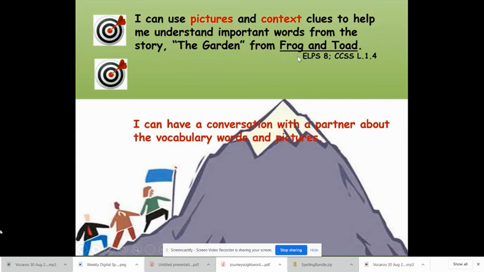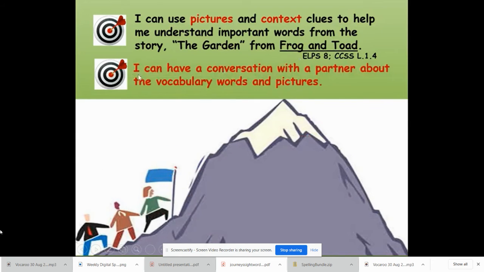And our other objective is I can have a conversation with a partner about the vocabulary words and pictures. That one's going to be a little bit challenging this year since we're staying spread out and we may not have a partner. Okay? How do we show success? How do we reach the top of the mountain and show that we've met those goals? What do we have to do?